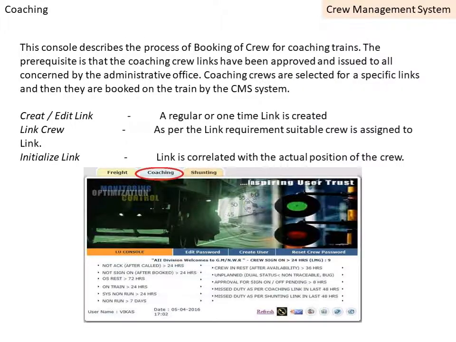This console describes the process of booking of coaching trains. Now freight trains are totally over, and booking coaching trains is very easy. Now we can add by selection of tabs. Previously we selected the freight tab, now we can select the coaching tab. When we select the coaching tab, we can directly create the link. There is no need for selection of crew and TA. Once we create the link, the crew can be booked as per the link.